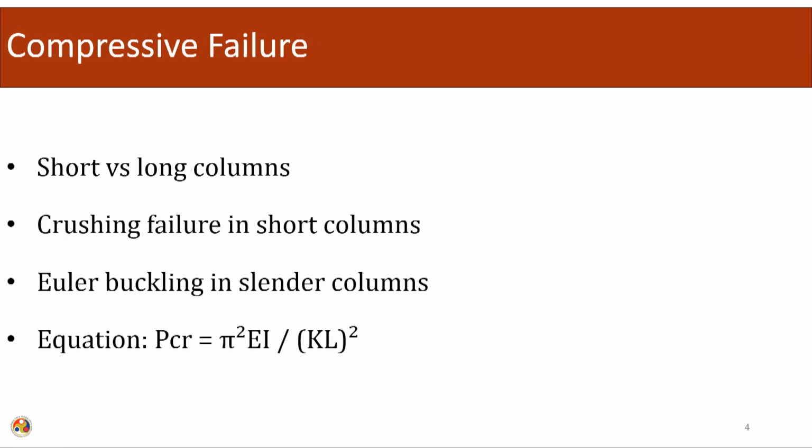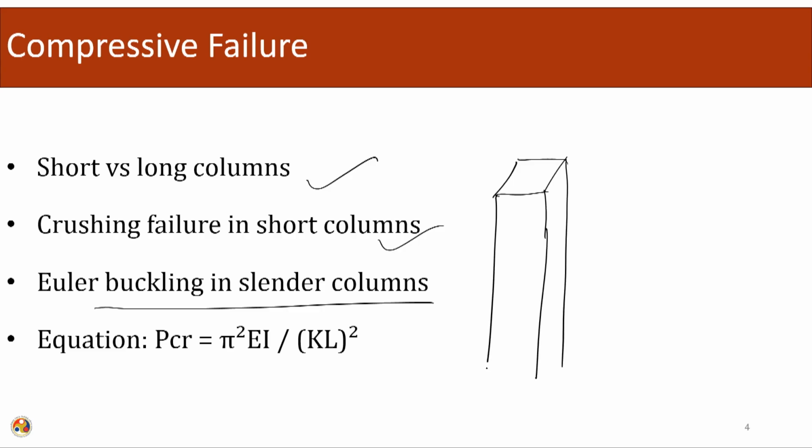Compressive failure, so short versus long columns. In short columns we will have crushing failure, and in long columns we will have buckling failure. So, if we have a column configuration like this, the load carrying capacity is the same.